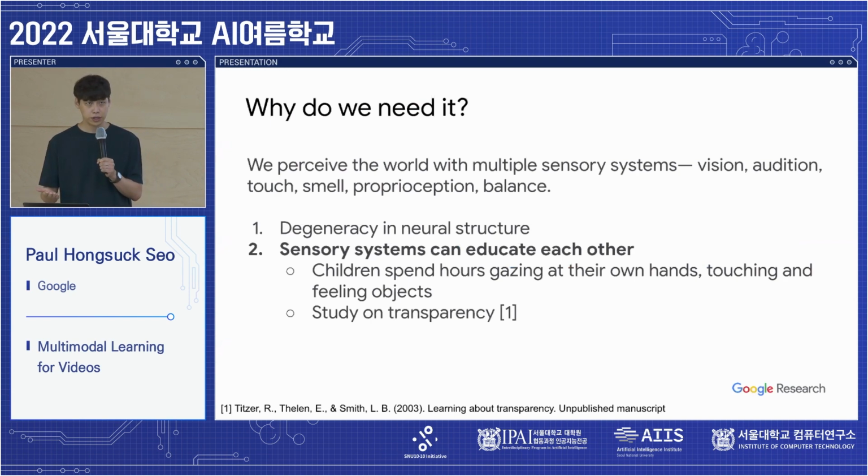When we look at children learning, they spend hours gazing at their hands and touching and feeling objects. They don't just perceive things through visual inputs, but at the same time they look at how they interact and how they feel, to reinforce their visual inputs or better understand them. And there is a study related to this.